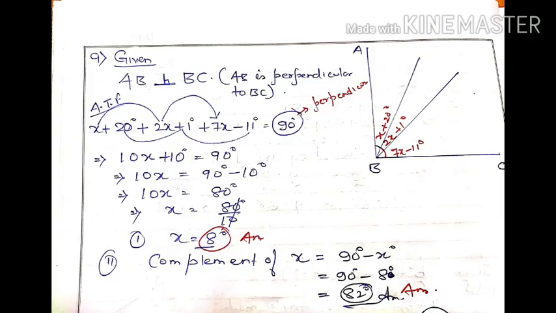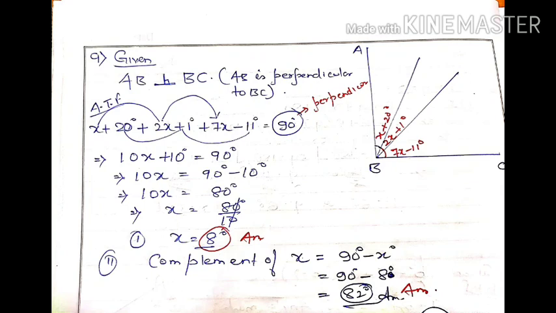When AB is perpendicular, can you see the symbol? Check the symbol nicely. Perpendicular symbol I have written here. AB perpendicular to BC. In the bracket I have written AB is perpendicular. This is the symbol. Okay. Perpendicular means 90 degree. Okay.